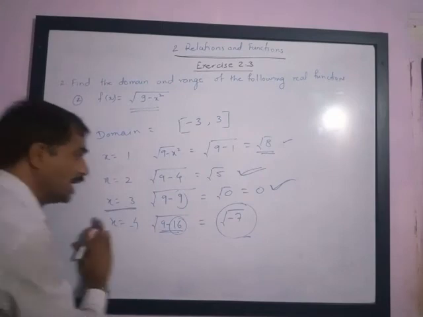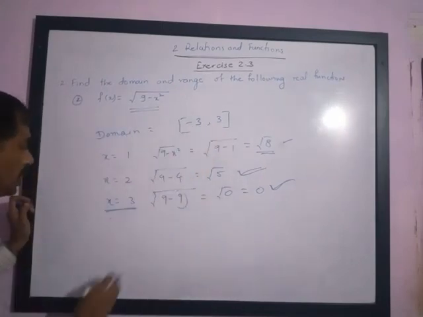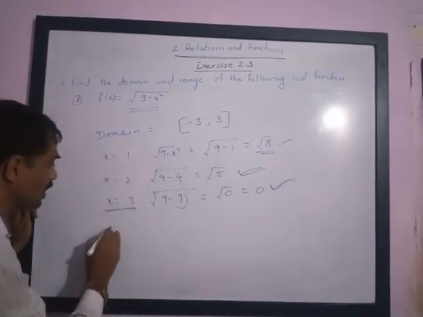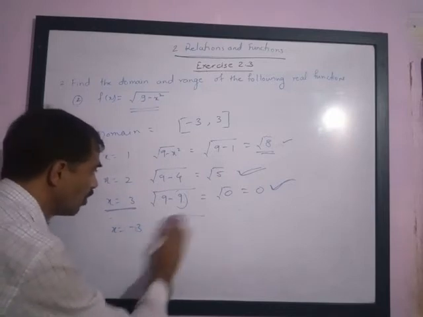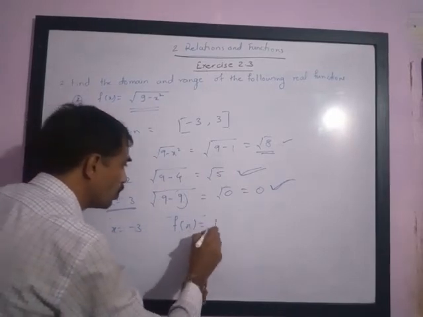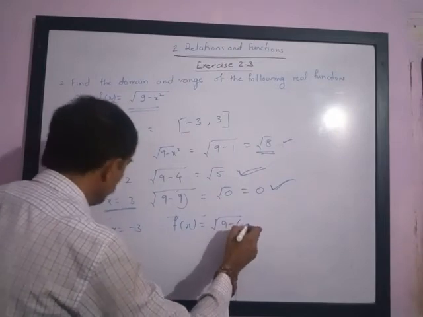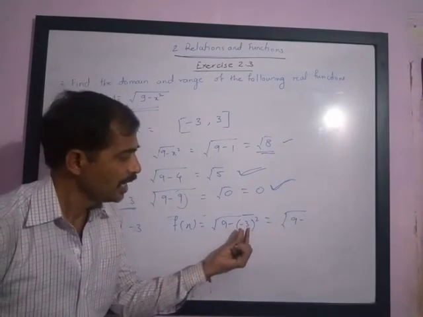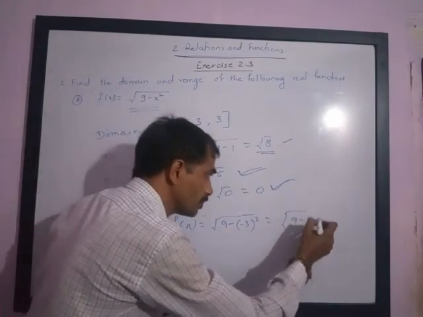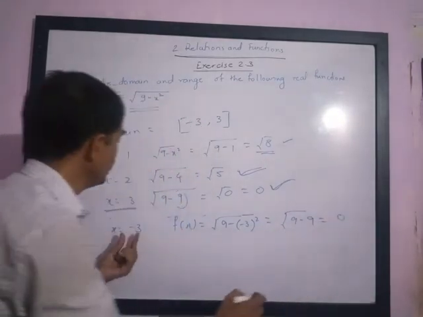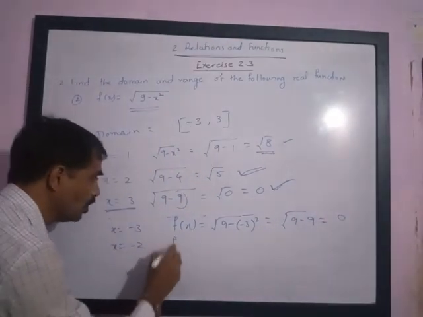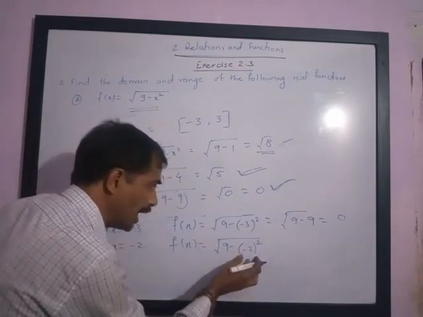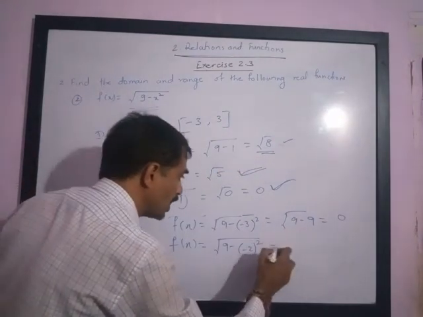Please understand, if you take negative values, if you take x is equal to negative 3, we will get f of x is equal to root of 9 minus negative 3 square. So this is equal to root of 9 minus 9, since negative 3 square is also again 9. So this will be again 0. If you take x is equal to negative 2, f of x is equal to root of 9 minus negative 2 square. This will be again positive, so we will get the same answer, that is equal to root 5.